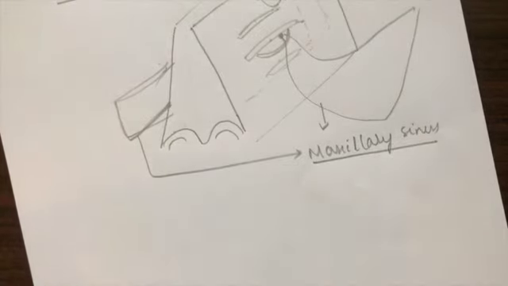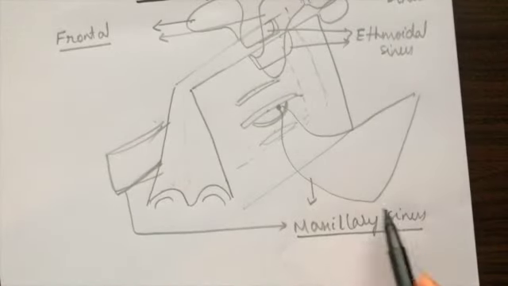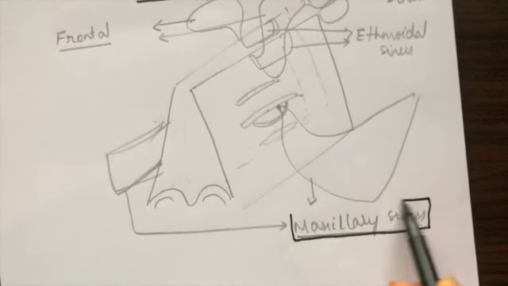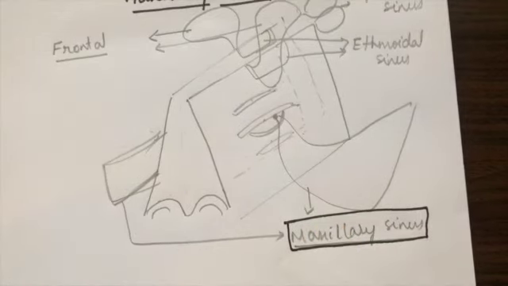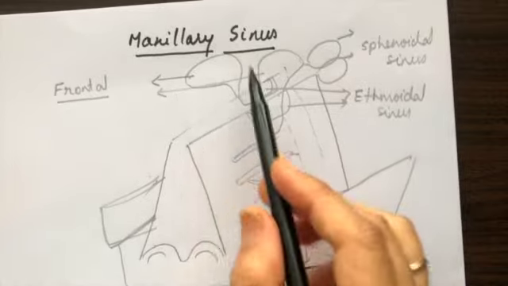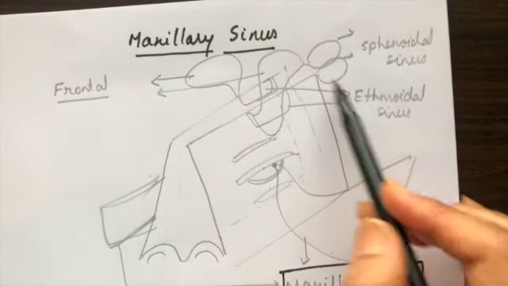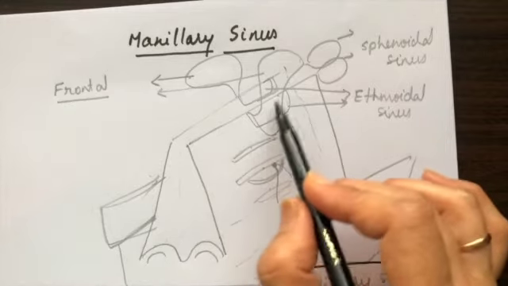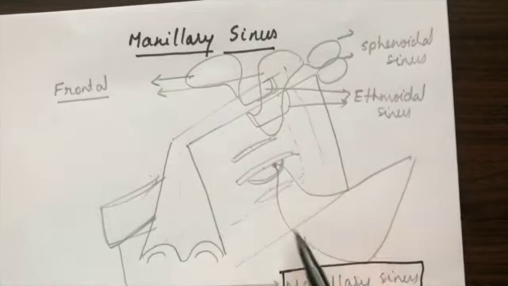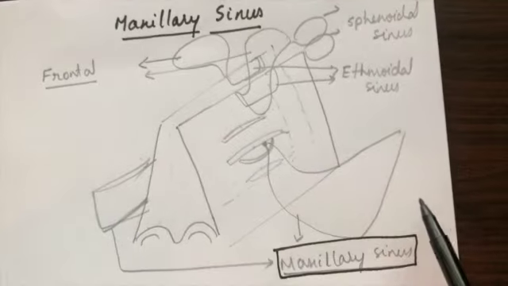Now, this maxillary sinus is what is the topic of interest today. However, these sinuses are placed in their respective bones. The frontal sinus is placed in the frontal bone, sphenoidal sinus in the sphenoid, and here the ethmoidal sinus in the ethmoid plate bone, and here maxillary sinus inside the maxilla.